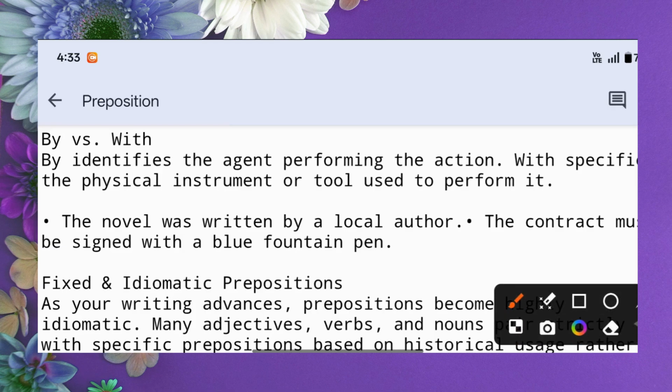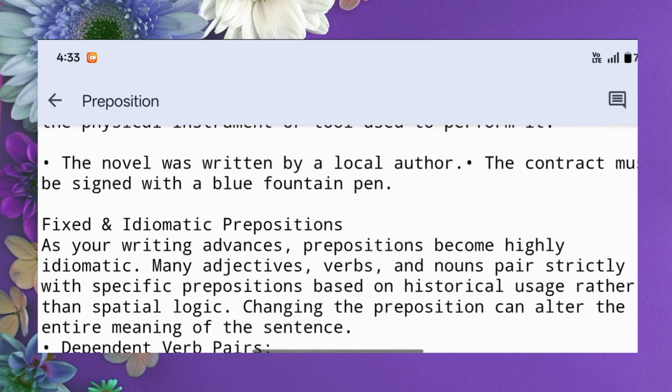Next, let's see about by versus with. By identifies the agent performing the action, while with specifies the physical instrument or tool used to perform it. For example, the novel was written by a local author. Next, with: the contract must be signed with a blue fountain pen.